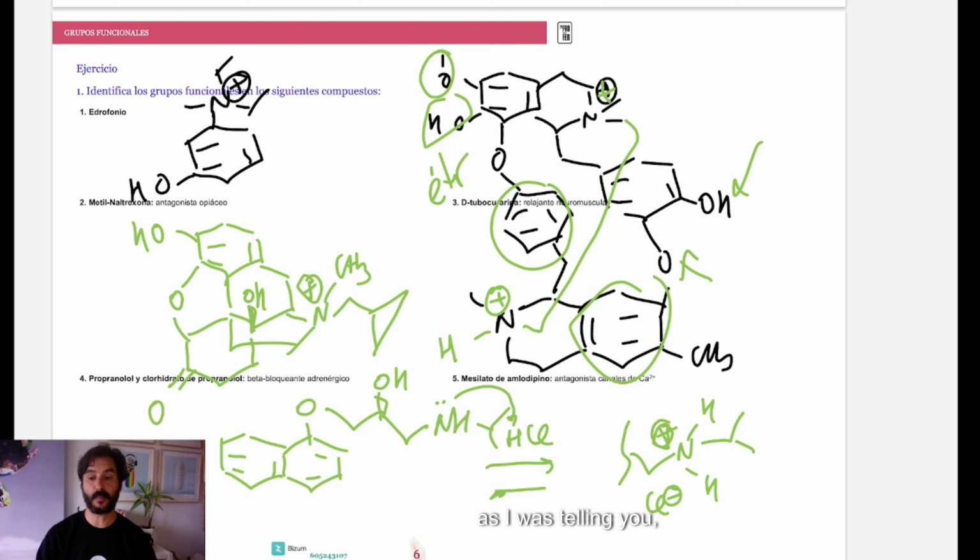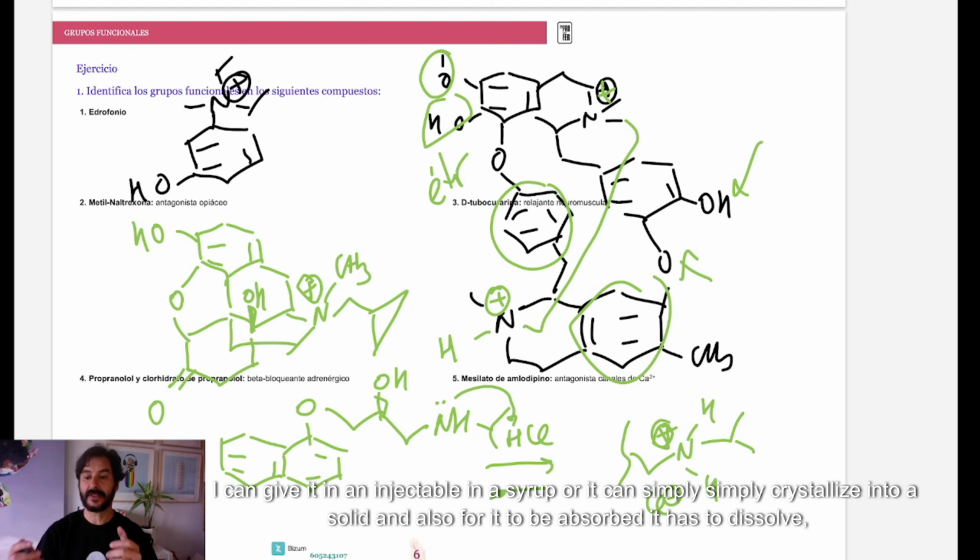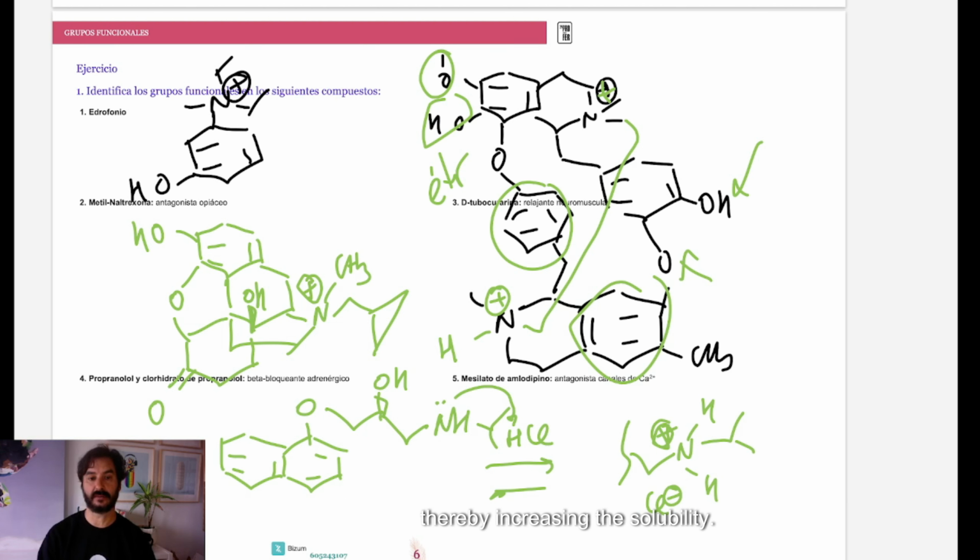By making this ammonium hydrochloride, as I was telling you, I can already dose it, and I can also increase its solubility. These ammoniums increase the water solubility, therefore I can give it as an injectable, in a syrup, or it can simply crystallize into a solid. And also, for it to be absorbed, it has to dissolve, so by increasing the solubility we make it better absorbed. Okay? Well, all those concepts we'll talk about in other videos.